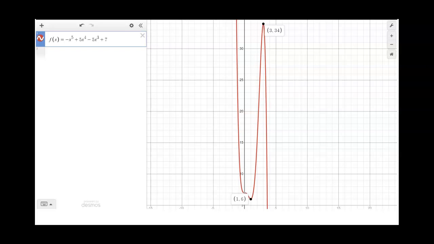Okay, graphically, here's what it looks like. As you can see, the function keeps going down until we hit 0, and at 0, it still keeps decreasing. And then at 1, it keeps increasing till 3, and then at 3, it starts decreasing again, which is exactly what we said. So graphically, we just verified that our answer is correct.